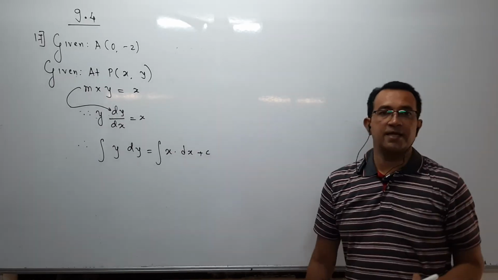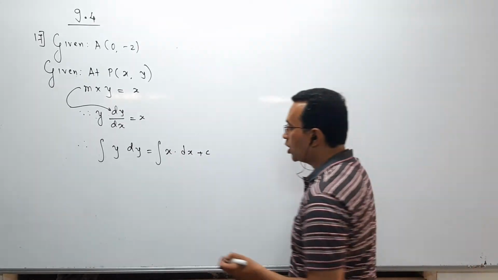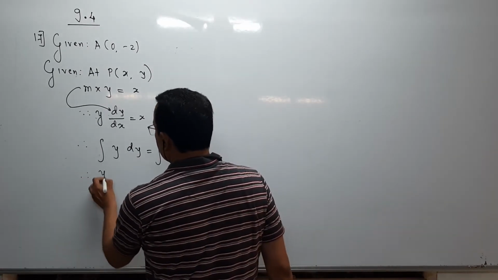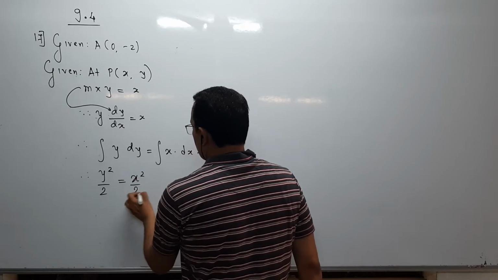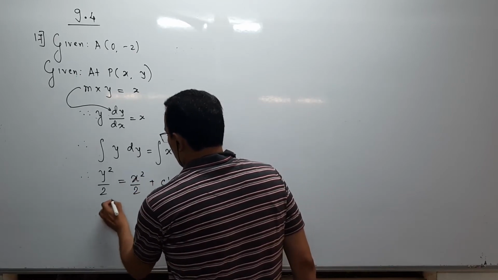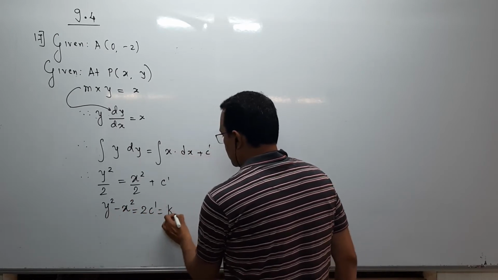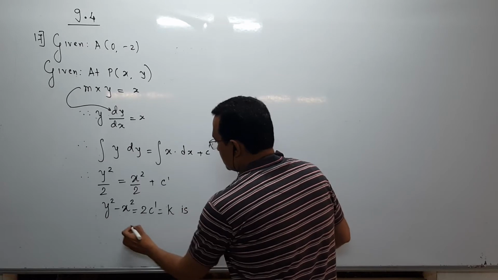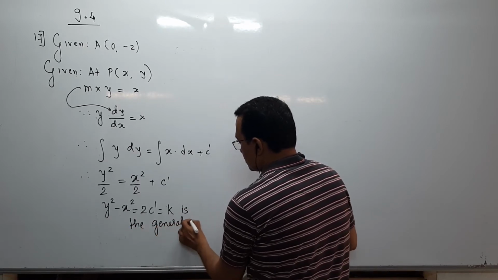Now students, I can write directly this much after doing 16 sums. So on integrating, we get y square by 2 is equal to x square by 2 plus c dash. Therefore, y square minus x square is equal to twice c dash is equal to k, is the general solution.